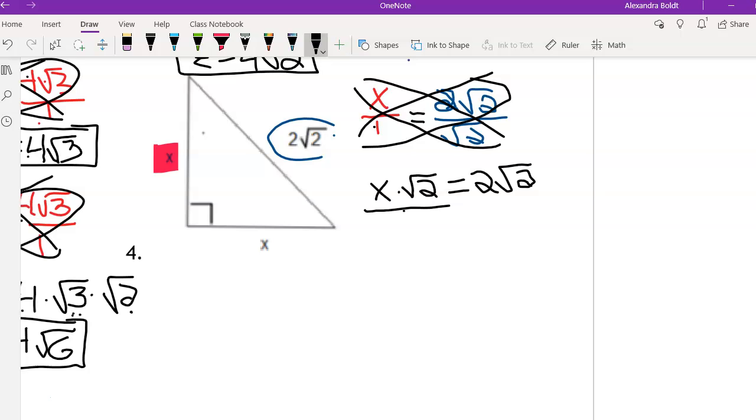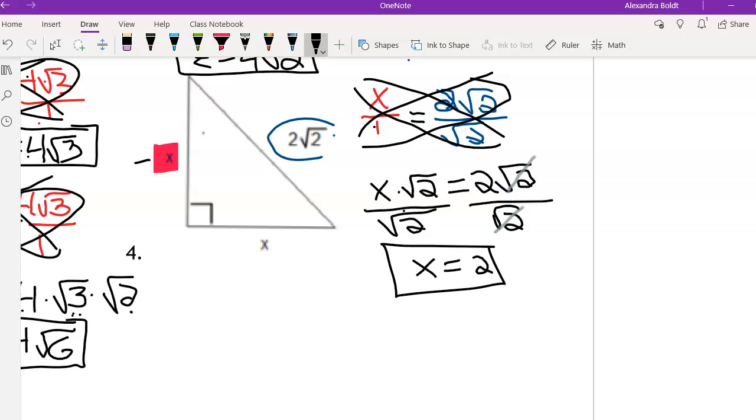In order to solve for x, I'm going to divide by root 2. Here it's nice and easy. These just cancel. So I'm left with just x equals 2. Well, this is also the same. This is also x. So the other x also equals 2. Alright, that is it.